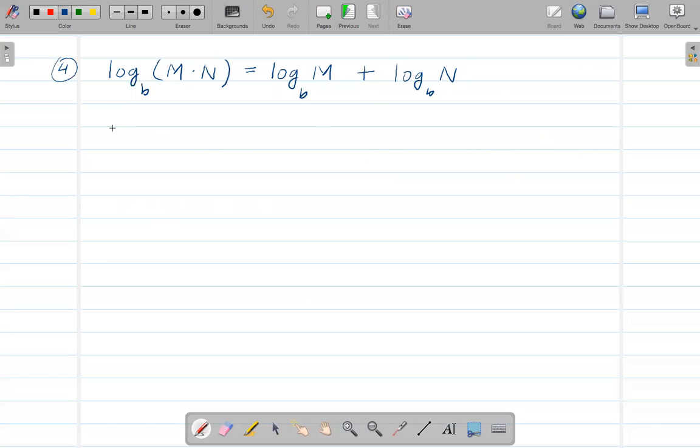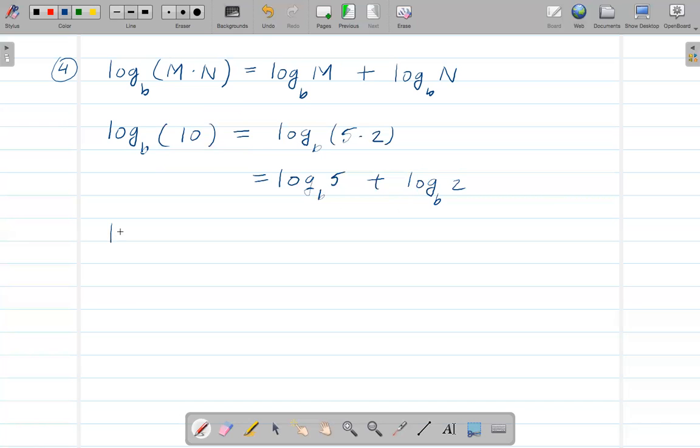This is a property. So let's say log base b of 10. We can even write 5 times 2, just to give an idea how we can use this property here. So 5 times 2, this is also log base b of 5 plus log base b of 2. So we can even say this, right? Or we can even go another way.